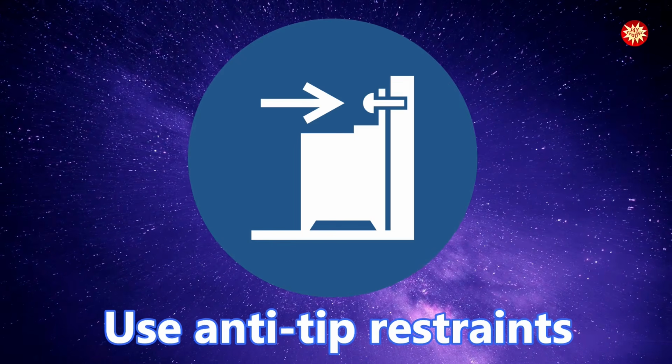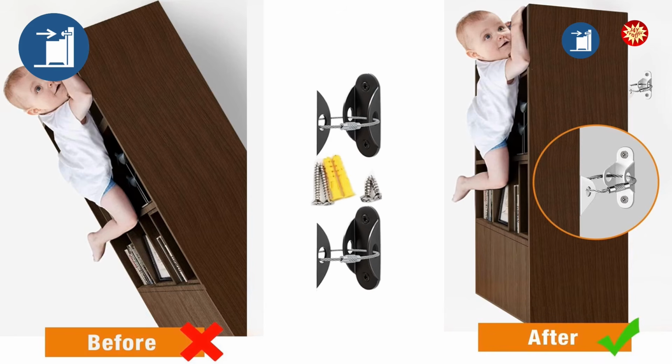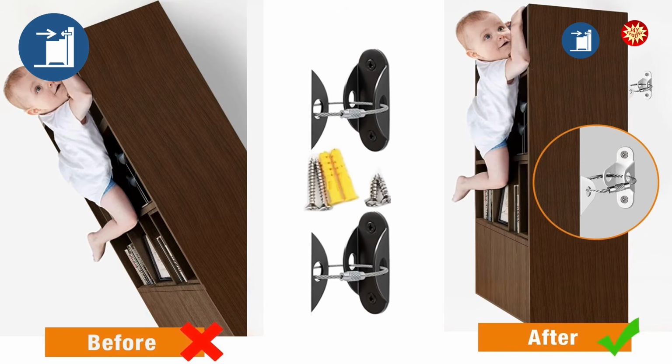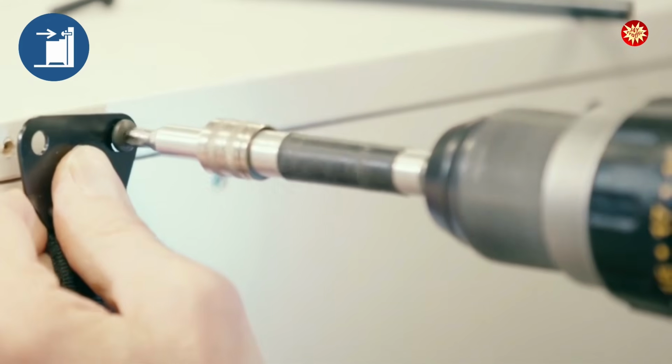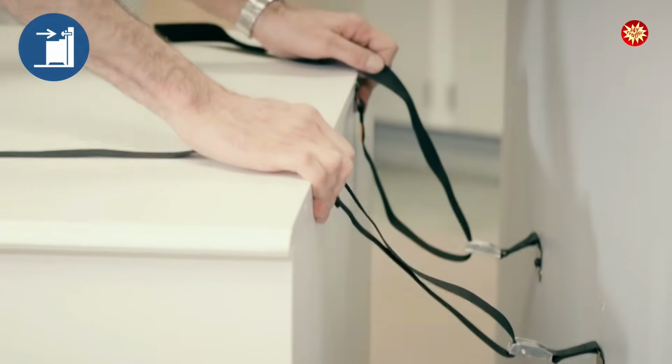Use anti-tip restraints. This sign requires securing equipment to prevent tipping. Unstable machinery can fall and cause serious injuries, common with heavy cabinets, machines, or appliances.